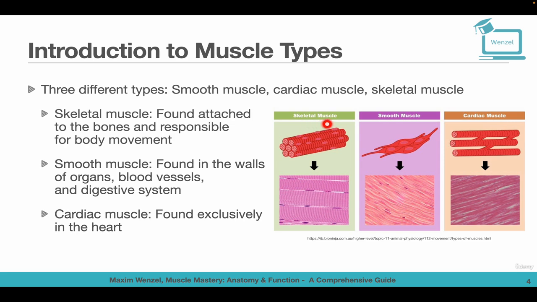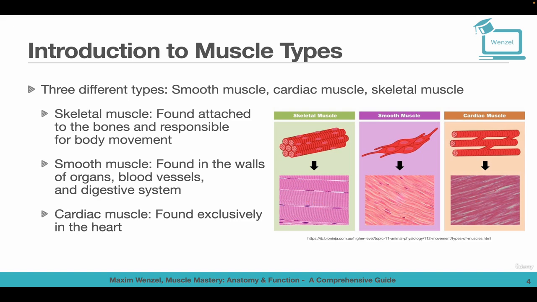So here we have the skeletal muscle, and you can also see a little bit of the anatomy, which I will be talking about a little bit more precisely in the future. We have a smooth muscle, which is found in the walls of organs, blood vessels, and the digestive system. So we have a smooth muscle here, and you can also see a little bit of the anatomy under, and also these are the pictures under the microscope.